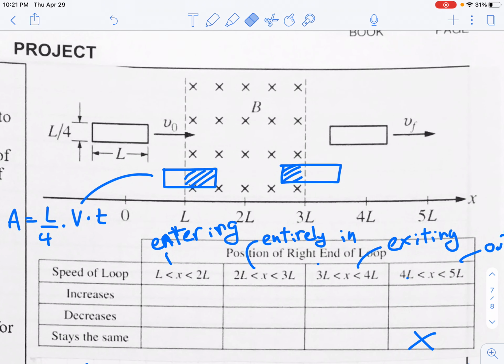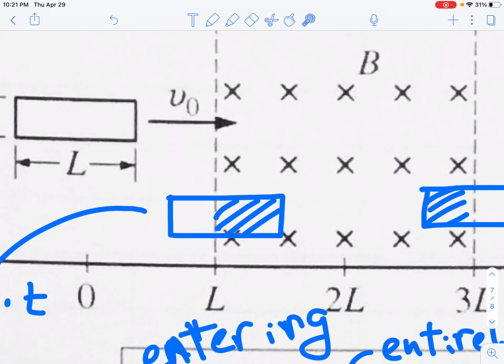So what do we have when the loop is entering? Is the speed going to increase, decrease, or stay the same? Well, you've got to think about what the forces are. We're intended to ignore any kind of gravitational force. The only force is going to be from a magnetic force if there was a current going around here. Which direction is the current going to go? To find the direction of current, you need Lenz's law.